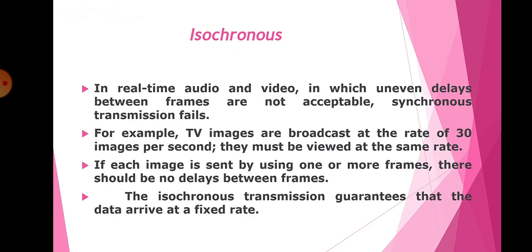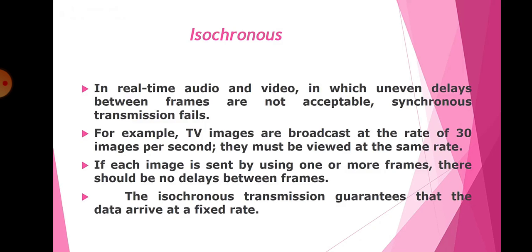Isochronous serial transmission. In real-time audio and video, uneven delays between frames are not acceptable. That means synchronous transmission fails. For example, if TV images are broadcast at the rate of 30 images per second, they must be viewed at the same rate. If an image is sent using one or more frames, there should be no delays between the frames. So in real-time applications, isochronous transmission guarantees that the data arrives at a fixed rate.